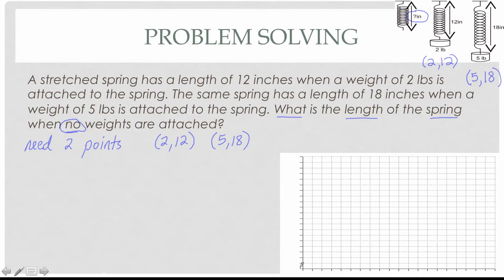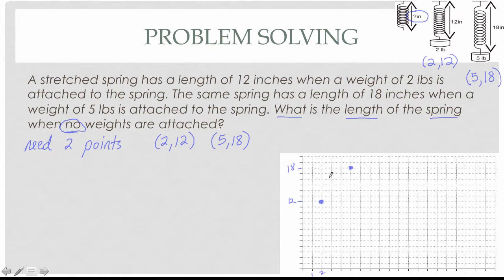I'm going to go ahead and graph those 2 points. So there's 1, 2, 5, 6, 7, 8, 9, 10, 11, 12. There's 12, so there's one of my points. And then 5 and 18: 13, 14, 15, 16, 17, 18. 18 would be right there. And 5 would be 2, 3, 4, 5, right there. So there's my 2 points representing my 2 situations.